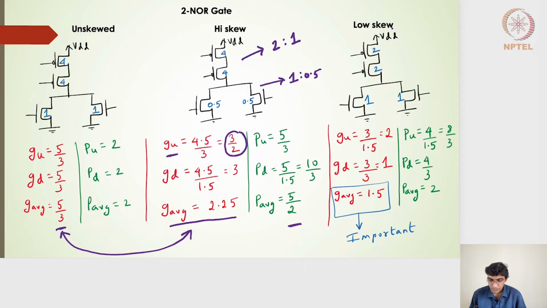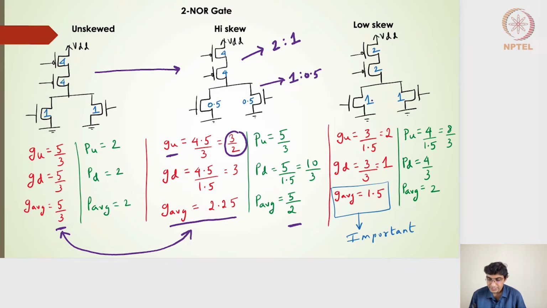For the low skew two input NOR gate, it turns out to be very interesting. Low skew means that the NMOS should be more dominant. So the NMOS is of size 1. Here in the high skew, we wanted the PMOS to be more dominant, so we kept the same size as the unskewed one, 4 and 4, and made the NMOS size lower. That's why it became the high skew two input NOR gate.